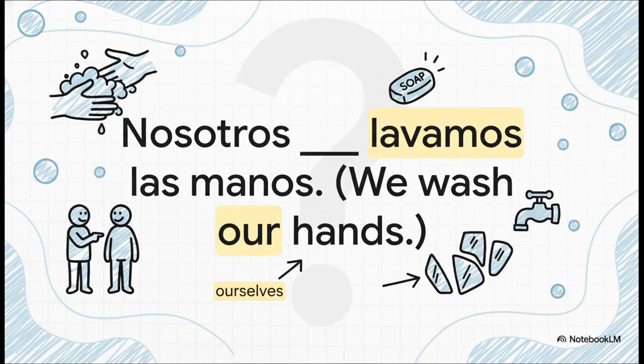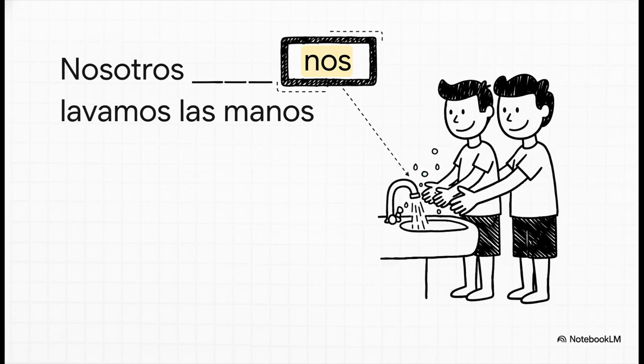Let's do one more. Nosotros nos lavamos las manos. We wash our hands. So, who's doing the washing? Nosotros. Which pronoun do we need for that? Perfect. Nosotros pairs with nos. Nosotros nos lavamos las manos. See? It's all about matching the doer with their special pronoun.